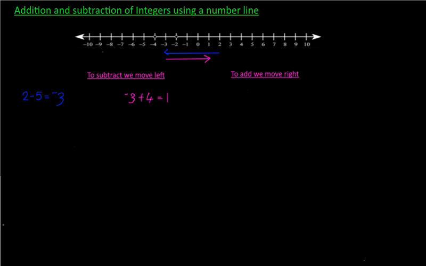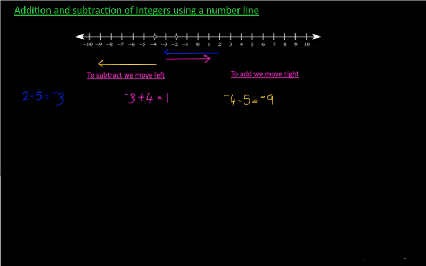Now let's check another question. Minus 4 minus 5. Here it is subtraction, so we have to move left. So we have to find where minus 4 is first. Minus 4 is here and we have to move 5 places to the left. So our answer is minus 9. So this is one way of doing addition and subtraction of integers using a number line.